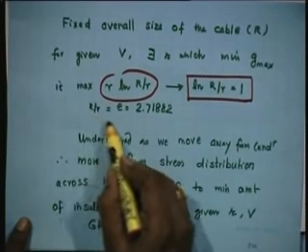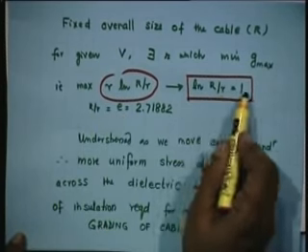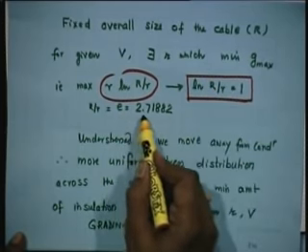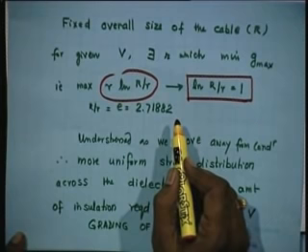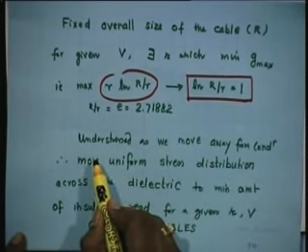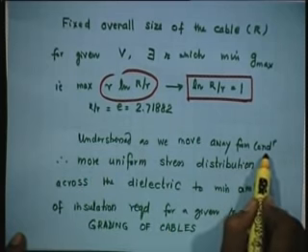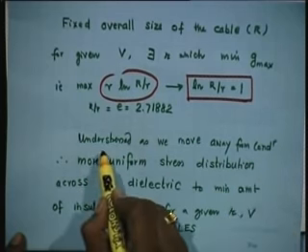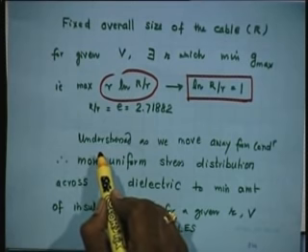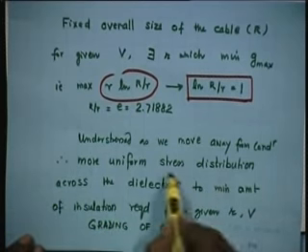That means R by r should be e. Any natural logarithm of something being 1 means that something is e, and this e is 2.718. So, as we move away from the conductor, it is under-stressed. That is what we have been talking about for the last 5 minutes, that is, G max to G min. Therefore, more uniform stress distribution is required.